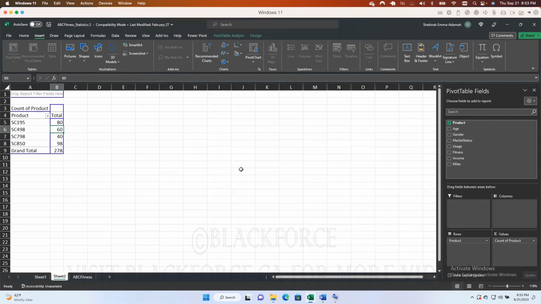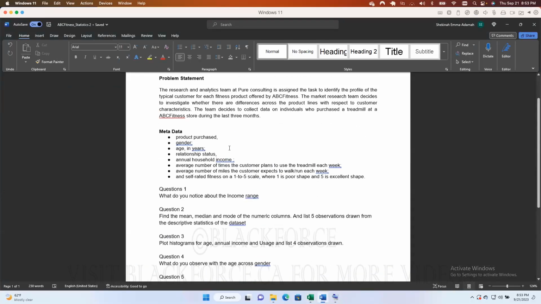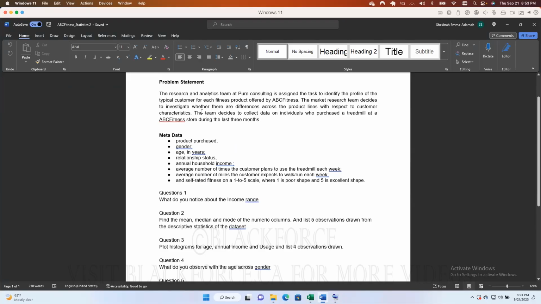Now, how many SC195 products were bought by female customers? Let's say we're trying to know what the percentage split is between men and women in our customer base. Remember, ultimately the goal here is we're trying to profile. This is a market research endeavor, so we're trying to profile the customers. We're trying to collect data on individuals who purchased, for our market research goal. So always keep the business objective in mind as we're playing around with the data.